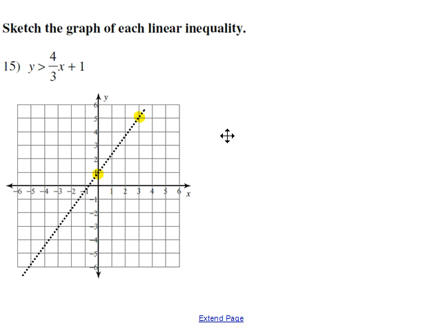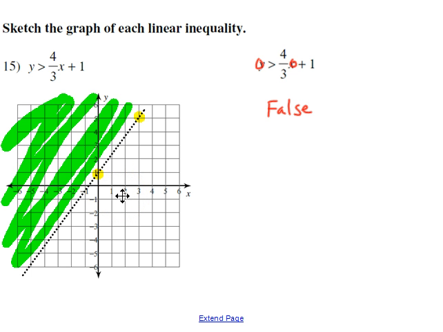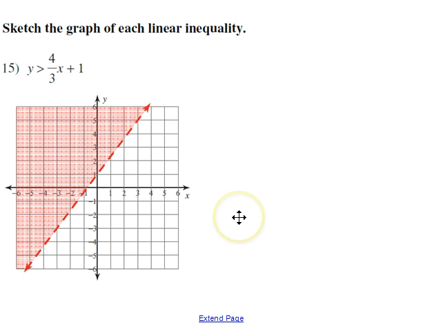The way to do this is to pick a point that's on one side of these tracks. I usually pick 0, 0. It's an easy point to work with. So let's plug 0, 0 in for x and y and see if this is true. Is 0 greater than 4/3 times 0 plus 1? Well, 4/3 times 0 is nothing. Nothing plus 1 is 1. 0 is not more than 1. It's false. That means 0, 0 is on the wrong side of the tracks. I shade the other side. And that's what they came up with in the computer program.